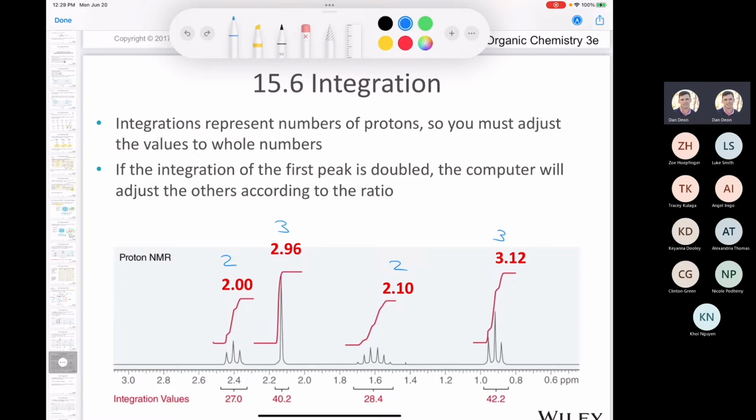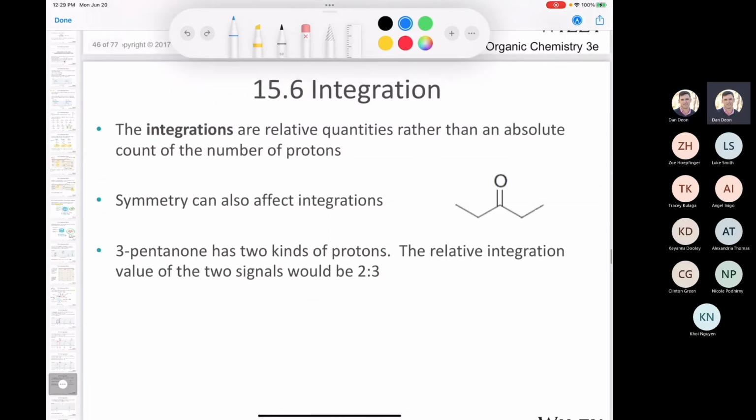The answer is maybe yes and maybe no. It depends. It might be 10 protons, but it might be some multiple of that. And I'll explain that in more detail in just a second. So let's take a look at a specific case. Let's take a look at this ketone here. You can see that this ketone has an axis of symmetry right here. If you were to rotate this 180 degrees, you can see there's a plane of symmetry in the molecule.